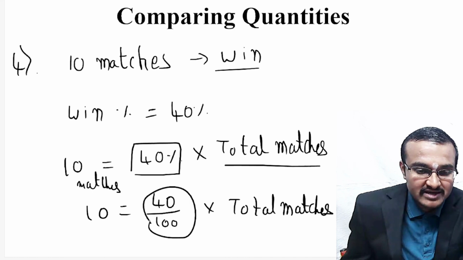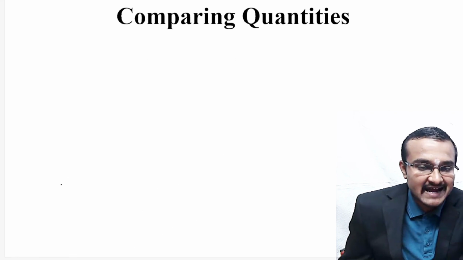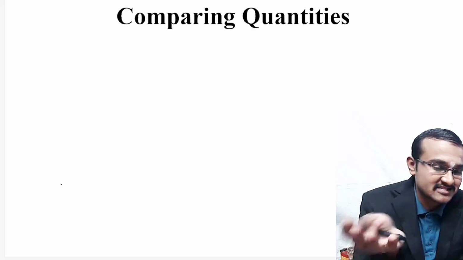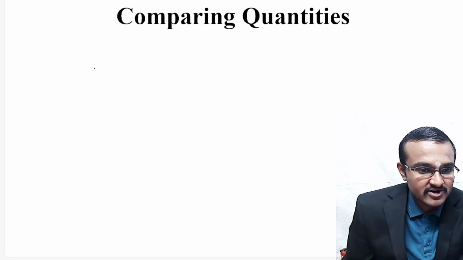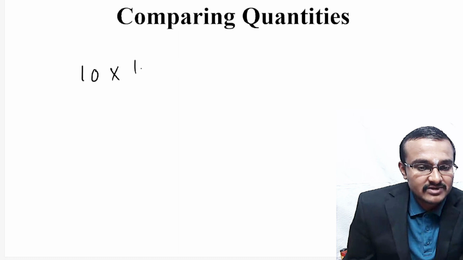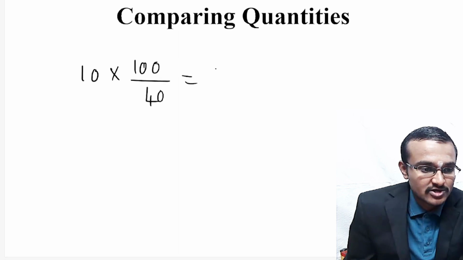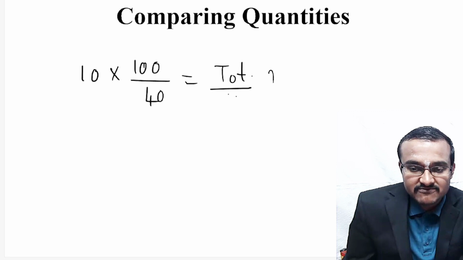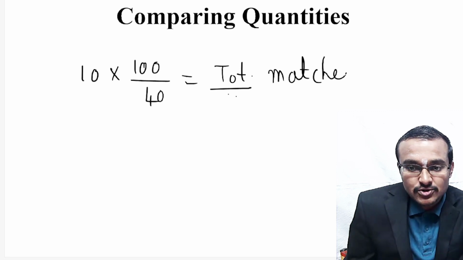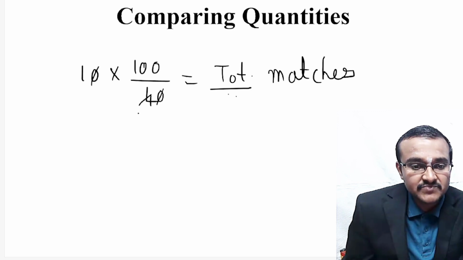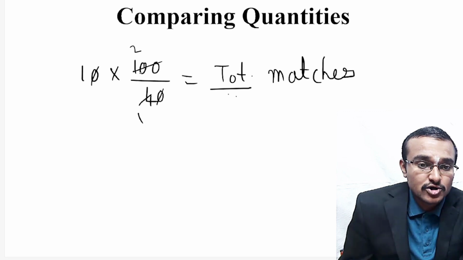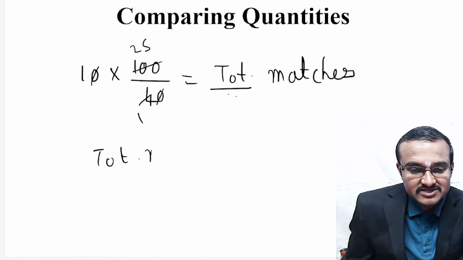Now you can take this 40 by 100 to LHS. When you take a fraction from RHS to LHS or from LHS to RHS, at that time you should reverse the denominator and numerator. So if you are taking 40 by 100 to LHS, then it becomes 100 by 40 is equal to total matches. Now we are finding this total matches. So 10 into 100 by 40. Here the 0 and 0 cancel each other. So 4 ones are 4, 4 twos are 8, 20 will be remaining, 4 fives are 20. So here the total matches which they have played is 25 matches.